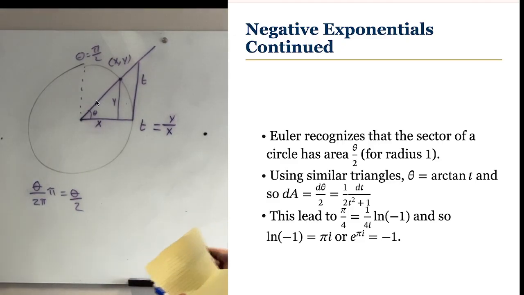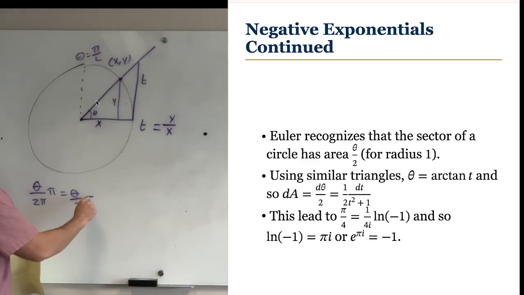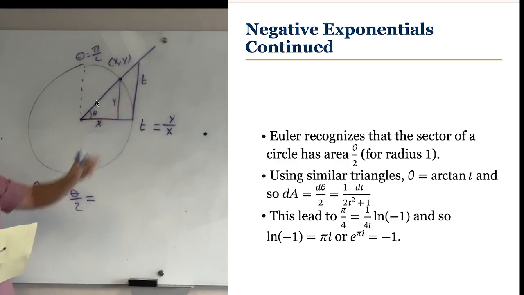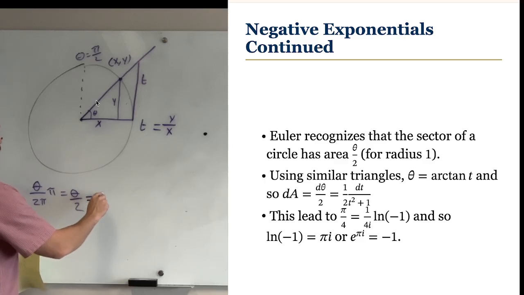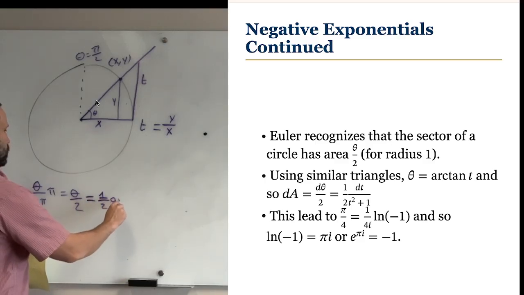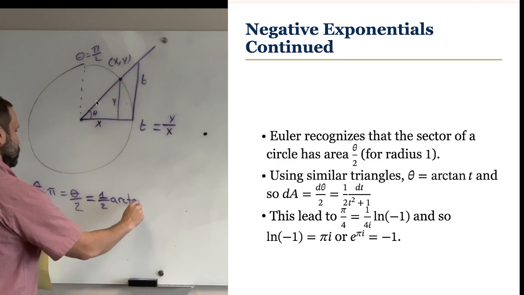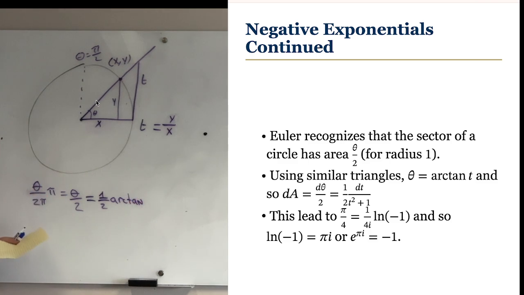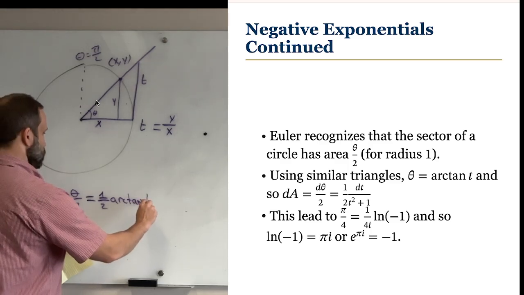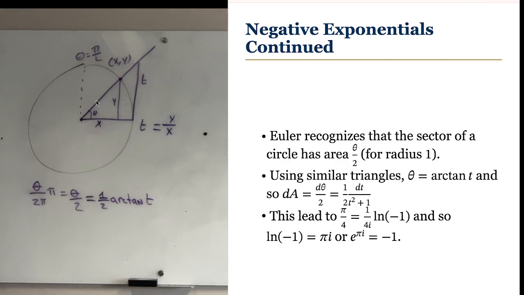Okay. But now, what is theta? Well, see, t is tangent theta. So this is simply 1/2 arctan of t. So this is equal to the area of a segment of the circle.